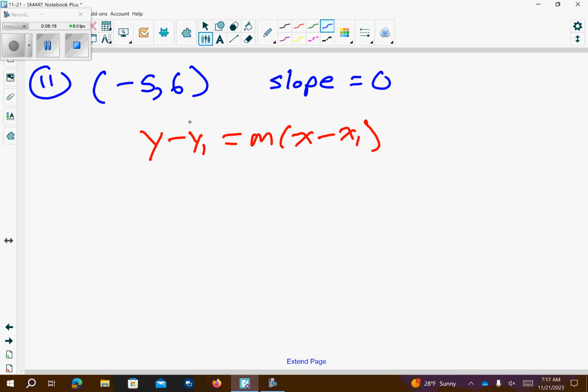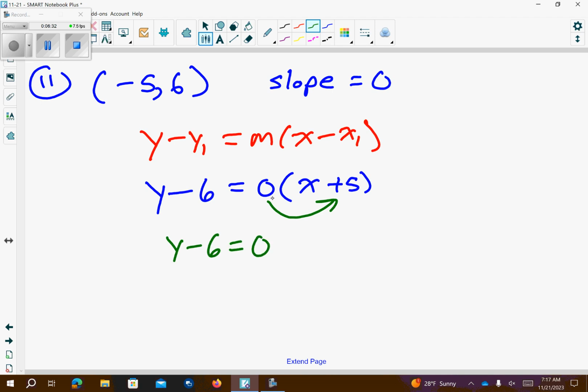Let's plug some things in. So y minus, it was a positive 6, now it's a negative 6. Slope is 0. X minus minus 5, so that's going to become plus 5. Now, if I multiply 0 times this, I'm going to wind up getting this, because 0 times a quantity. Move the 6 over by adding it. So remember, this is one of our special cases. This is a horizontal line. Horizontal lines have slopes of 0.